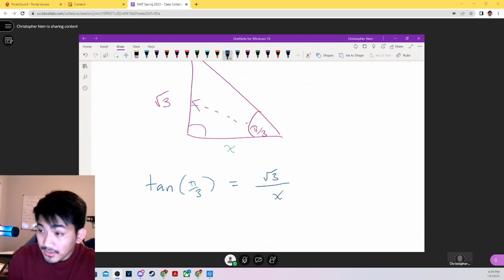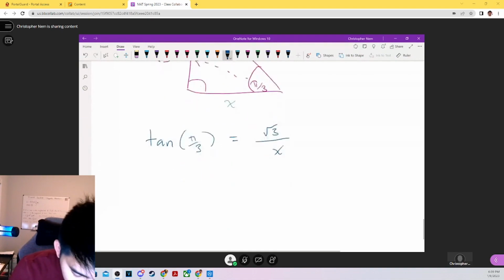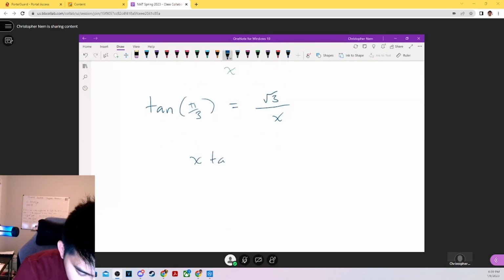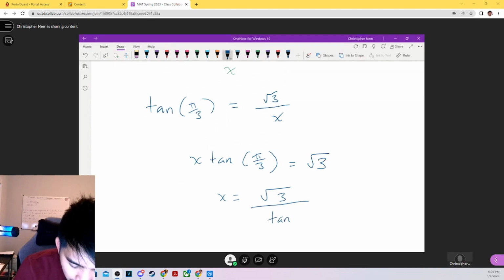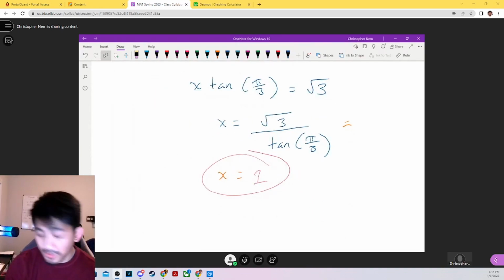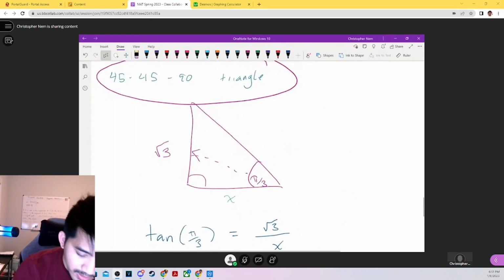To solve for x, you multiply both sides by x. So we get x tangent of pi over 3 equals square root 3. You get x is equal to square root 3 over tan of pi over 3. And if you actually calculate that out, it turns out it's just 1. So when we have our triangle, x equals 1.